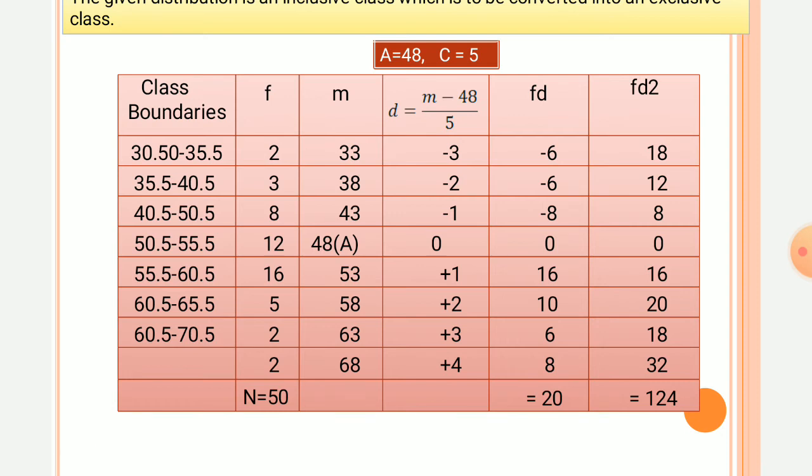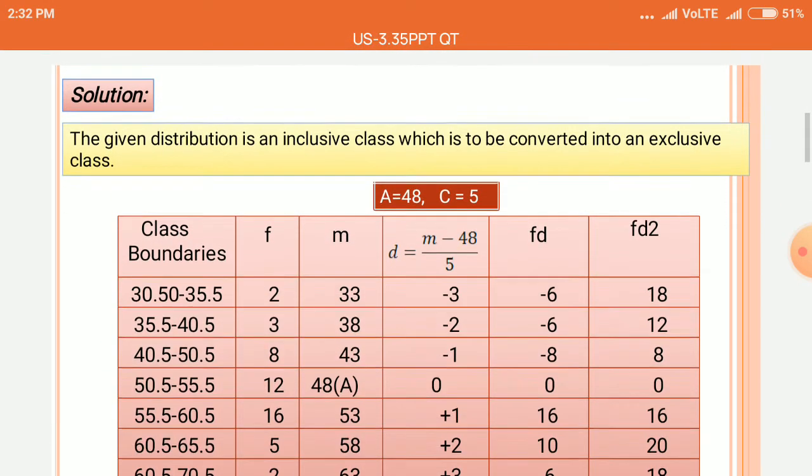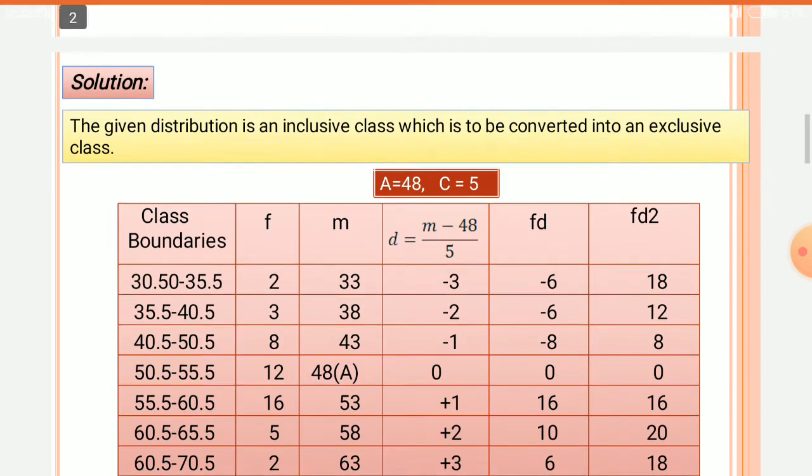35 plus 0.50 becomes 35.5. And 36, we subtract the correction factor 0.50. We subtract from the lower limit, add to the upper limit, then we get the exclusive class interval. So the first step is to convert the inclusive class interval into an exclusive class interval by making the correction factor. Correction factor is equal to 1/2 is equal to 0.50.